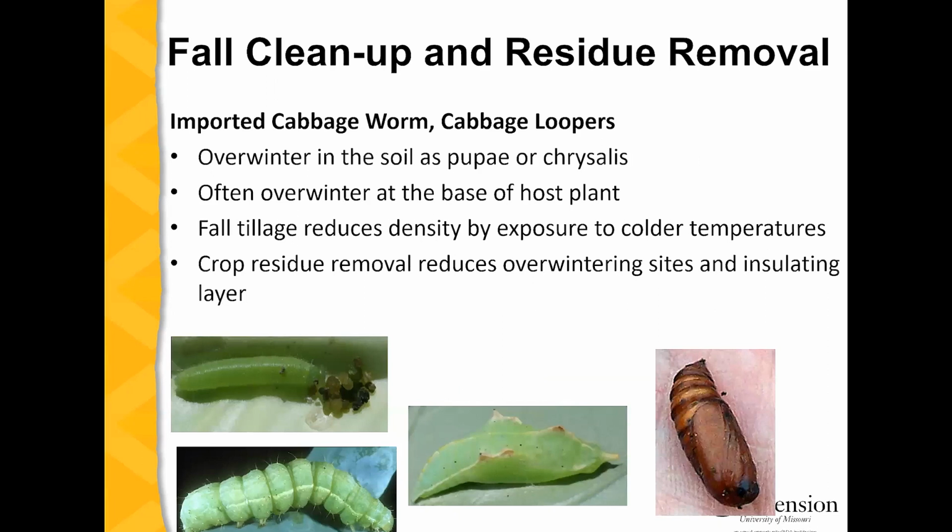Some of our most common brassica pests, such as imported cabbage worm and cabbage looper, overwinter in the soil as pupae or chrysalis. They often overwinter directly at the base of the host plant. Fall tillage can reduce density by exposing them to colder temperatures, and residue removal also encourages colder soil temperatures.